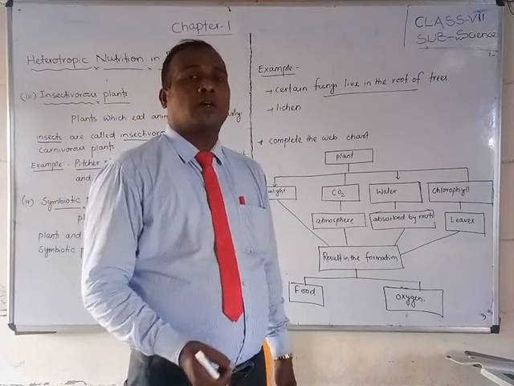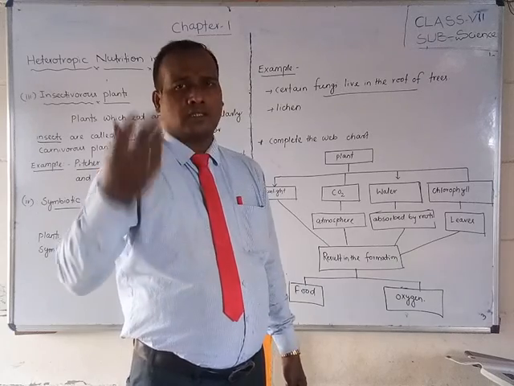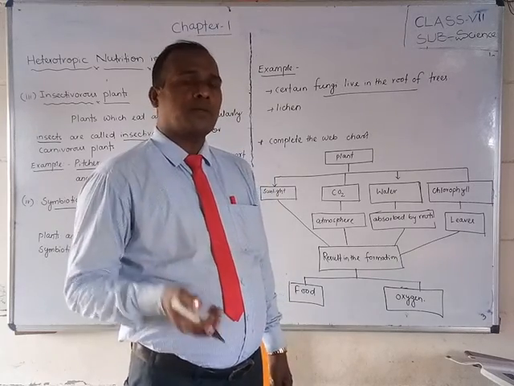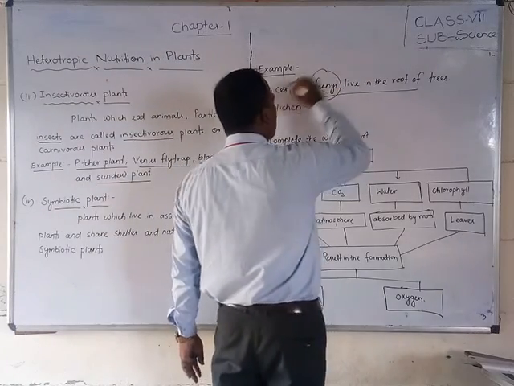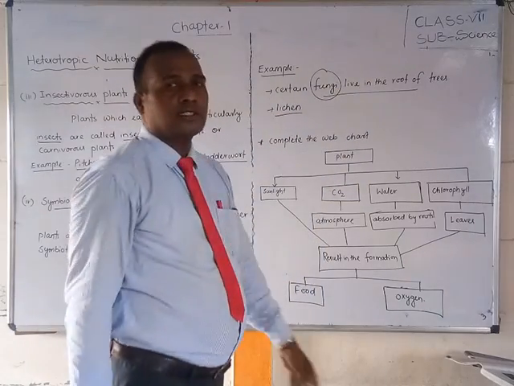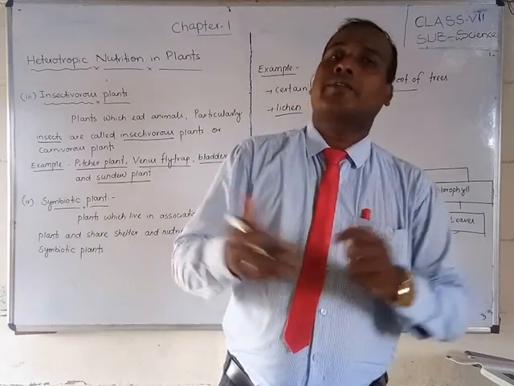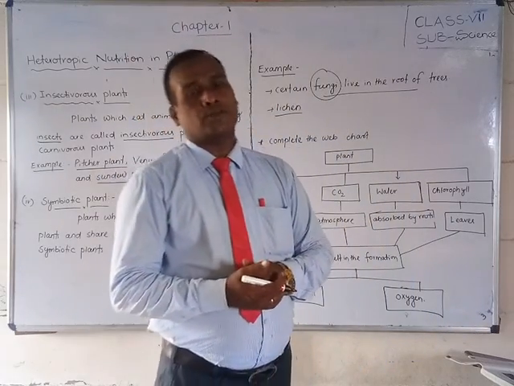Okay, for example, certain fungi living on the roots of some trees, where the plants are deriving benefit, are also called symbiotic plants. Certain fungi are there, and also another one is the lichen plant, which is also sharing with other plants.